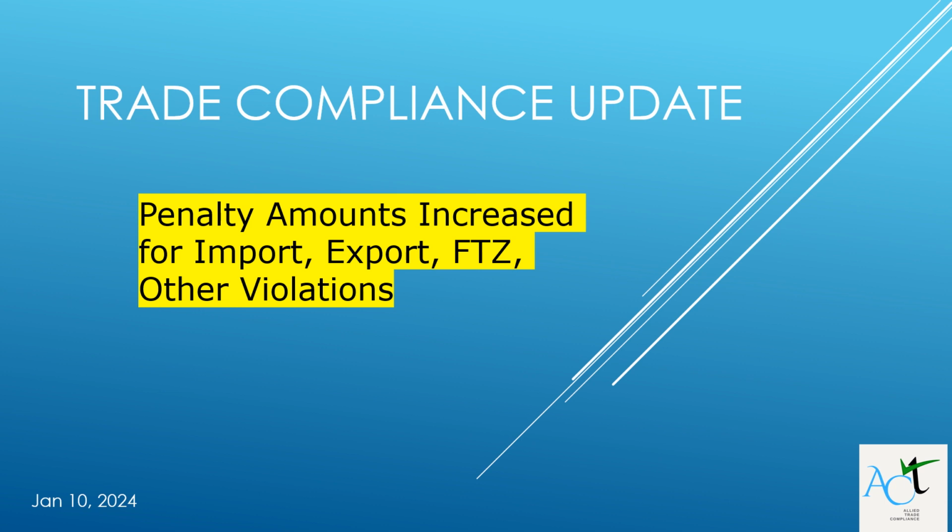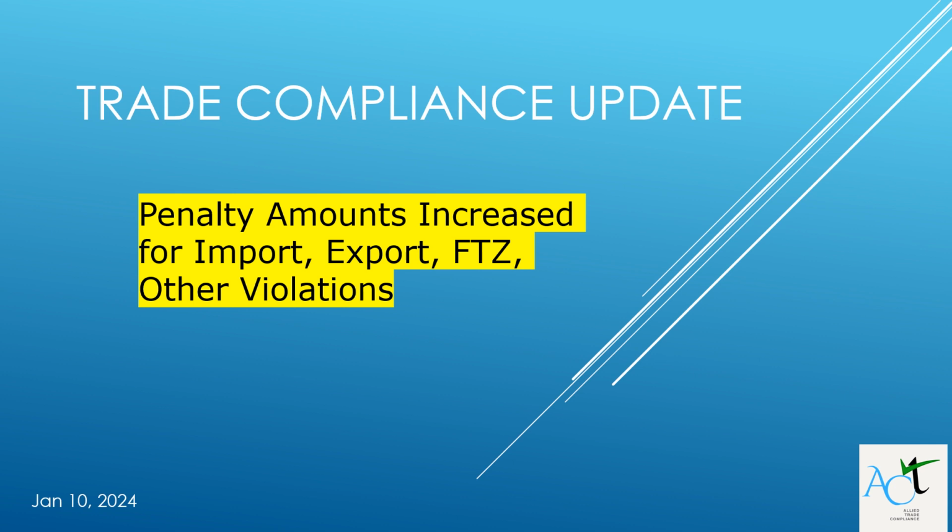The Department of Commerce is increasing for inflation the civil monetary penalty amounts that may be assessed for the following regulatory violations after January 15, including when the associated violation occurred before that date. What that means is they can backdate a violation and apply said penalties that will be listed shortly.